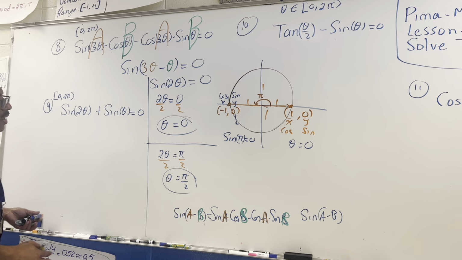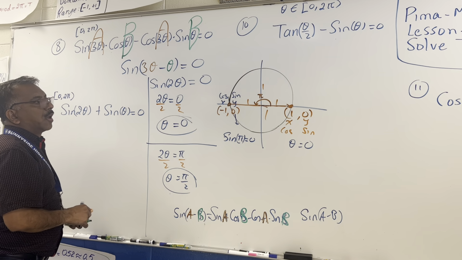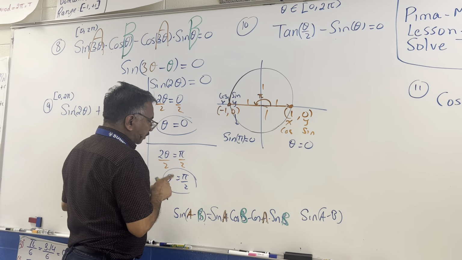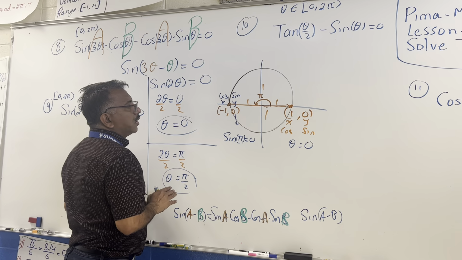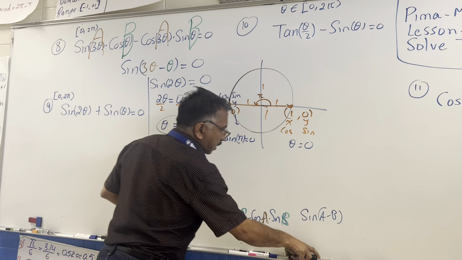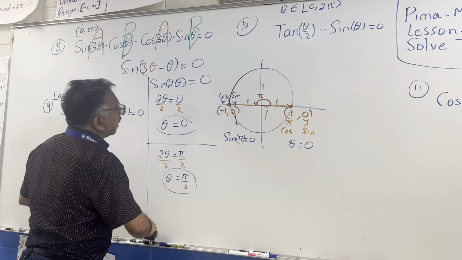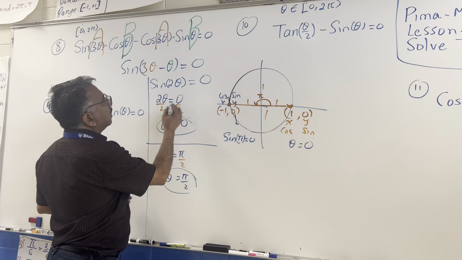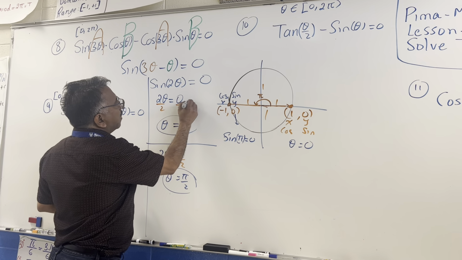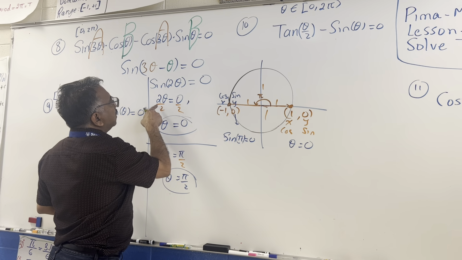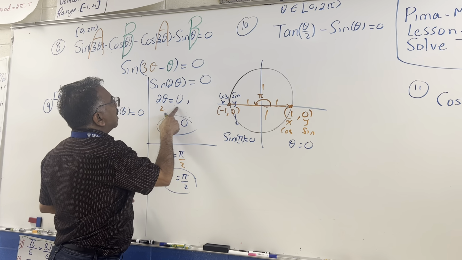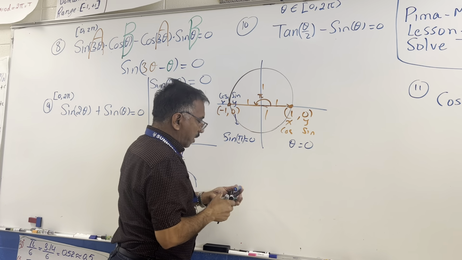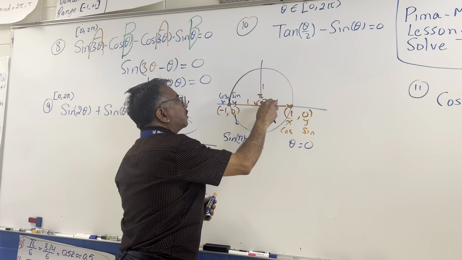Because they asked us the question, what else? Now, one more thing I want to be careful about is, are these the only answers, or are there more than that? Be careful. When I write 2 theta, I want to also write not just theta, but also 2 theta. So let me repeat this. Theta is 0. And also here, you go around. It's like going all around.